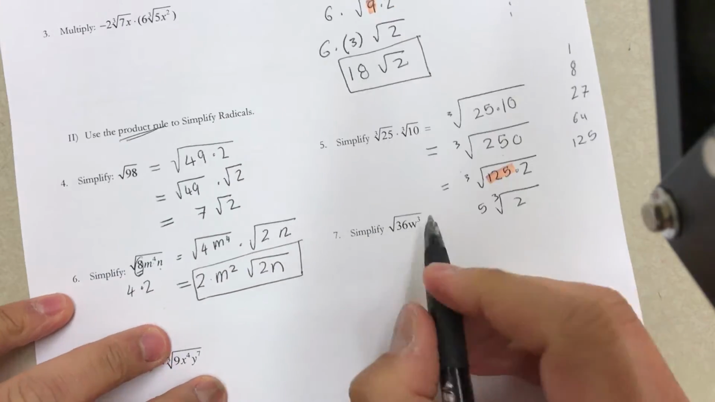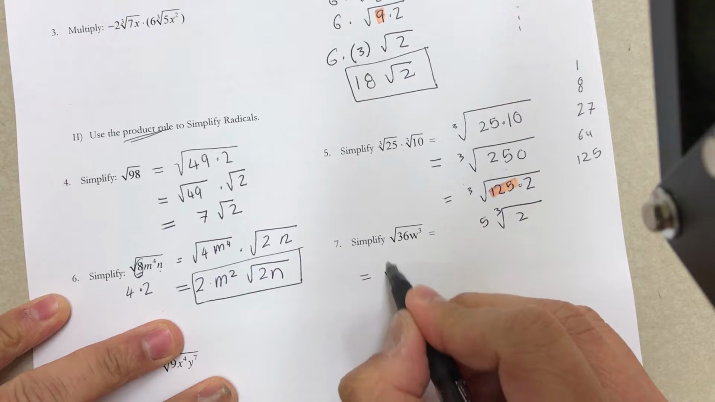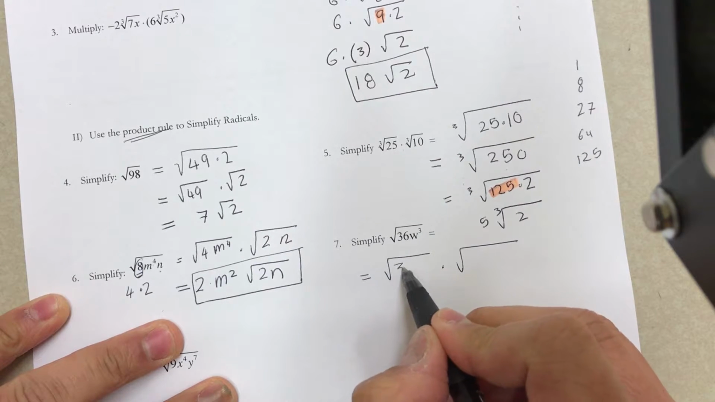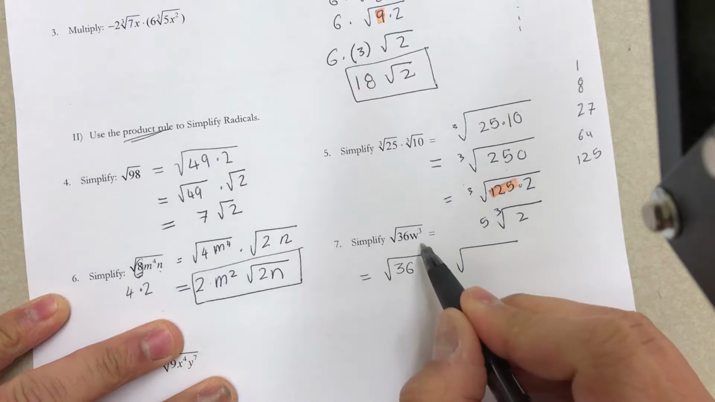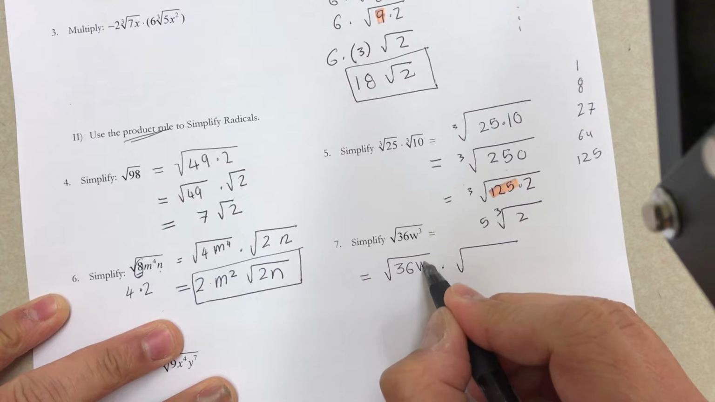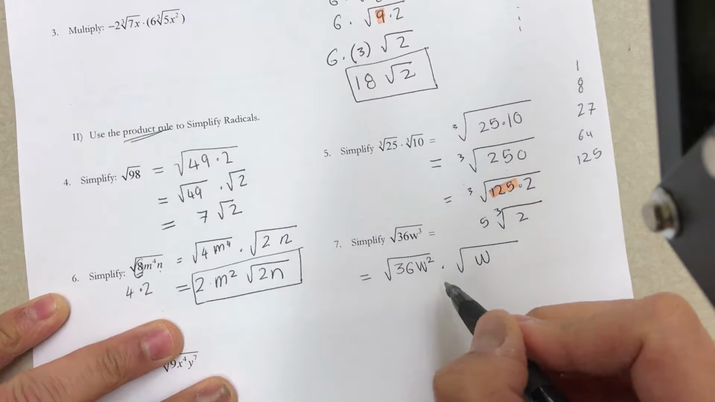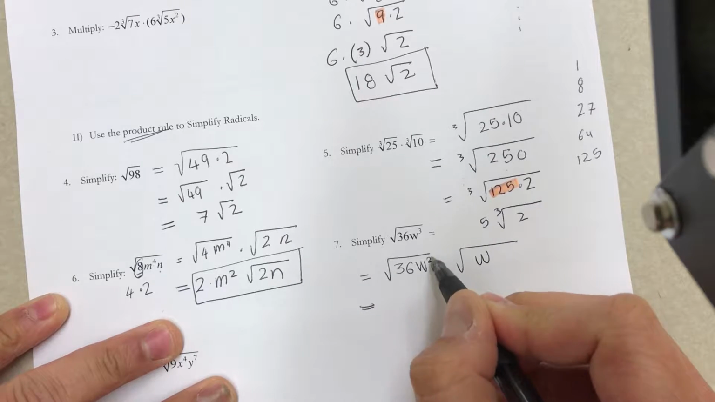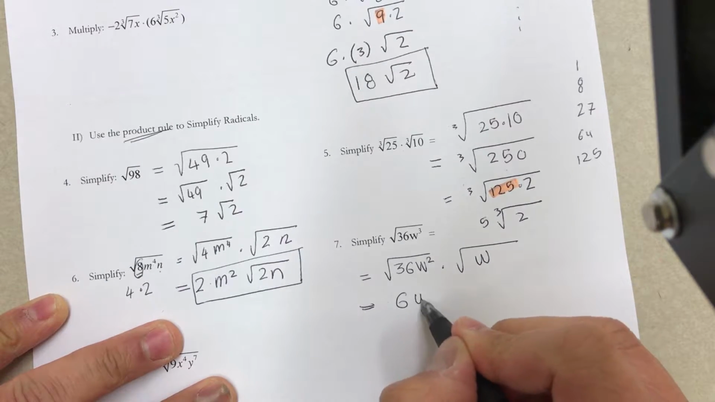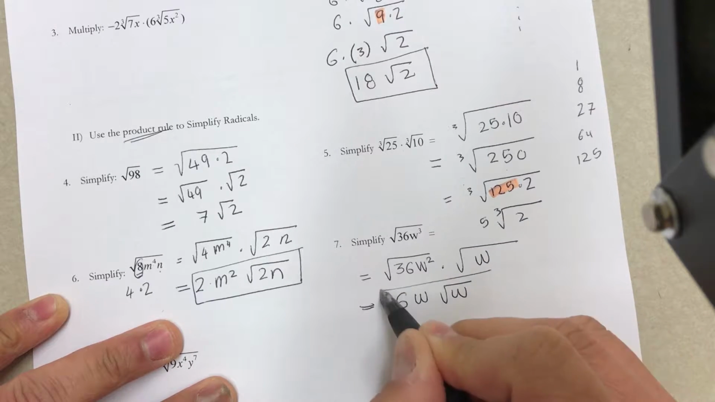Okay, slide over here. 36w to the 3rd. We are going to separate them into 2 radicals. 36 is a perfect square, so we put it there. Now for w to the 3rd, that can be separated into w squared times w, because that's w to the 3rd. And I put w squared because w squared is a perfect square. So when we simplify, we get 6w times root w. We're done.